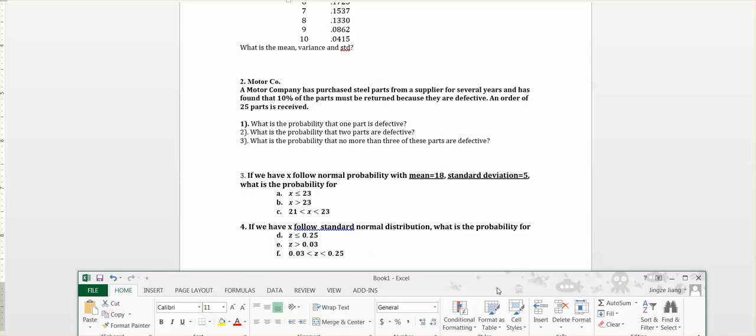If x follows a normal probability distribution with the mean equal to 18 and standard deviation equal to 5, what is the probability for x smaller than or equal to 23, what is the probability for x larger than 23, and what is the probability for x larger than 21 and smaller than 23? In the class I mentioned that for a continuous distribution, which the normal distribution belongs to, we don't care about the boundary, because the probability for the random variable following the normal distribution to equal 1 point is 0. So we don't care about the boundary.